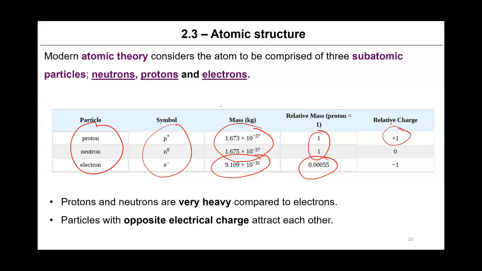Protons have an electrical charge of +1, which is why we include the plus sign in their symbol. Neutrons have no electrical charge, which we indicate with a 0 in their symbol. And electrons have a -1 electrical charge, which we indicate with a minus sign in their symbol. It's important to recognize that particles with opposite charge attract one another, and for this reason, protons and electrons stick to each other or attract each other.